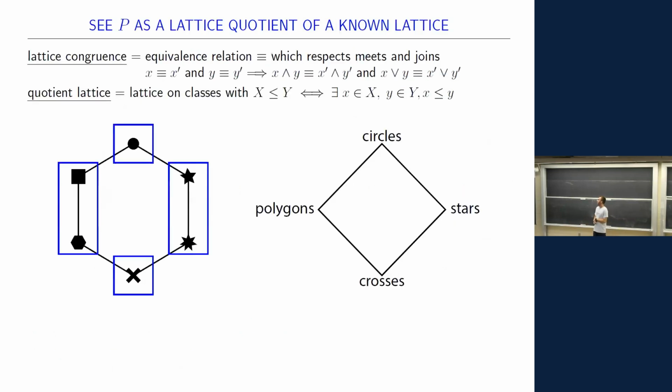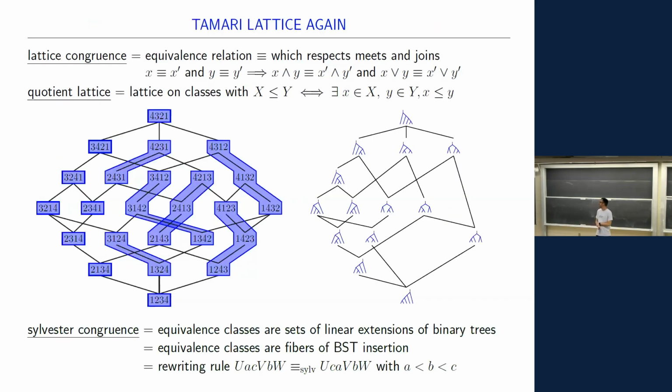Okay, so second technique, you try to see your poset as a lattice quotient of a non-lattice. So for the lattice quotient, you start from a lattice congruence, which is an equivalence relation which respects meets and joins. And if you have something like this, then you can define automatically a quotient lattice on the equivalence classes of your congruence. And this is a good technique to prove that the Tamari lattice is a lattice. Namely, you see it as a lattice quotient of the weak order by the so-called sylvester congruence.